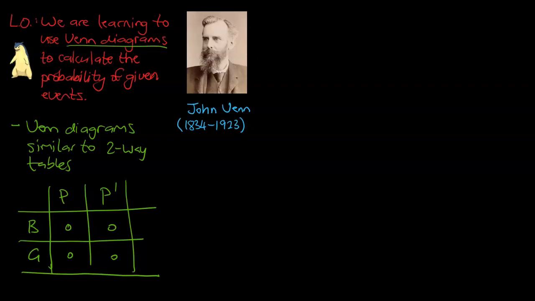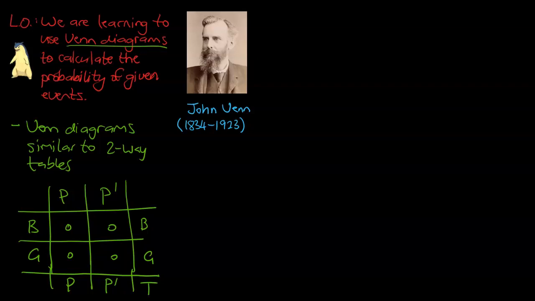In addition to that, it had some totals. So this here would have been the total boys, the total girls. This here would have been the total people without a phone. This here would have been the total people with a phone. And down the very bottom there, that would have been a grand total.